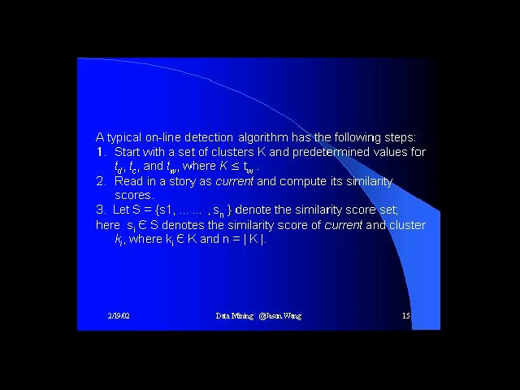Then second step, you're reading a story as current. So that's a current story. You read the radio or you read a newspaper, or you watch the television. Now you see a new story, a news. So that is the current story, and you compute its similarity scores with the existing clusters. You compute the similarity between this new story and the 5 existing clusters to see whether this story is similar enough or close enough to one of the existing clusters.